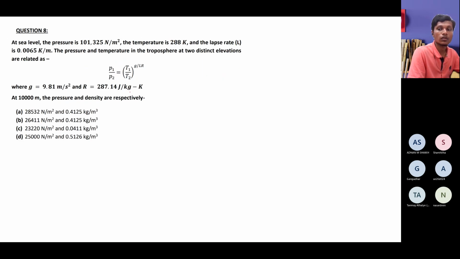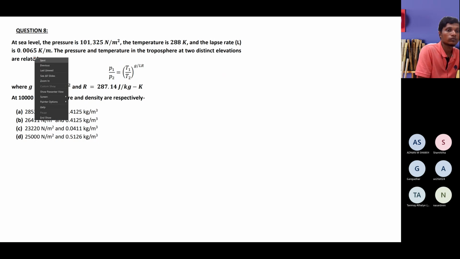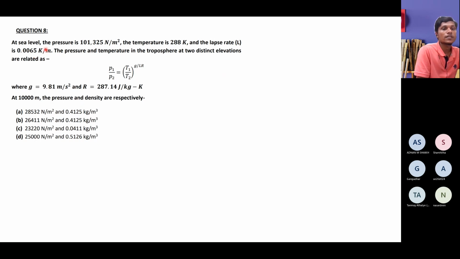In this question, we have, at sea level, let me read the question. At sea level, the pressure is 101,325 Newton per meter square, and the temperature is 288 Kelvin. These are the standard pressure and temperature.